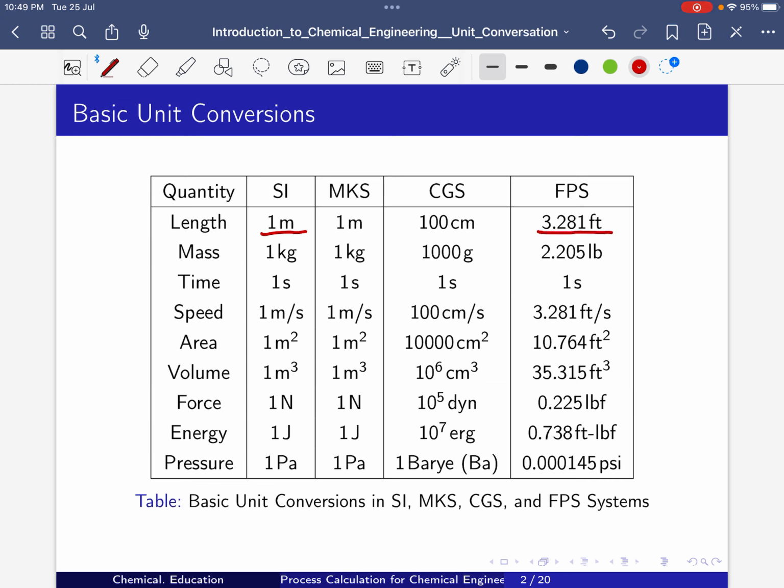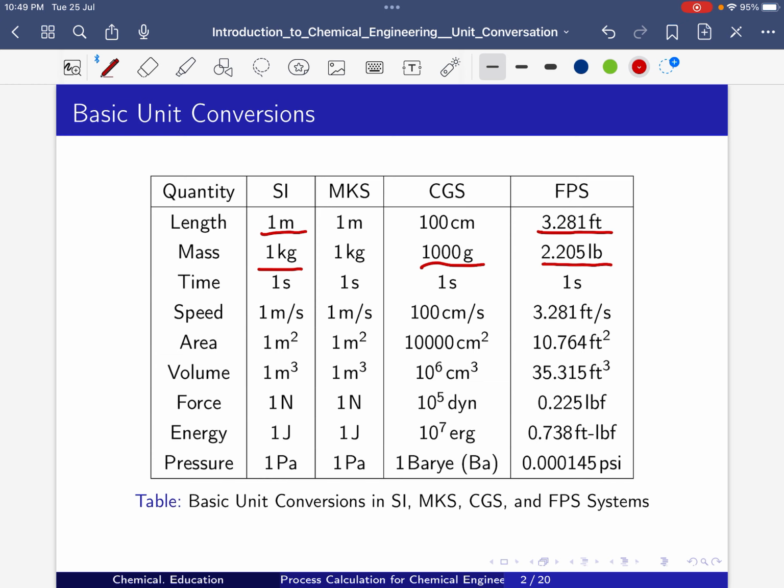So we have to remember, 1 meter is equal to 3.281 feet. Then mass: 1 kg is 1000 grams, and in FPS 2.205 pounds. We also have to remember time in the MKS system, that is second.